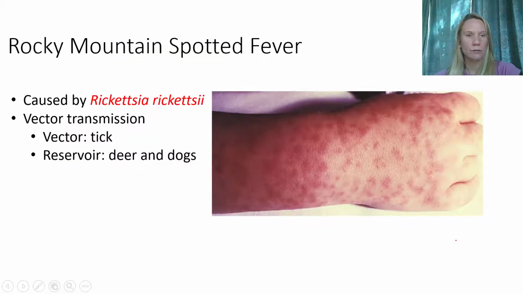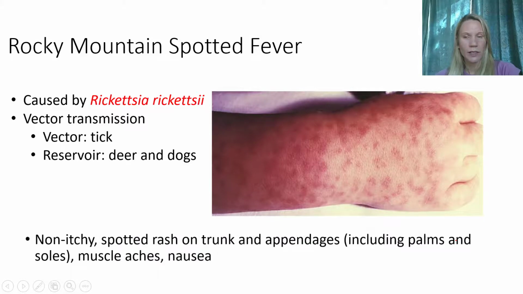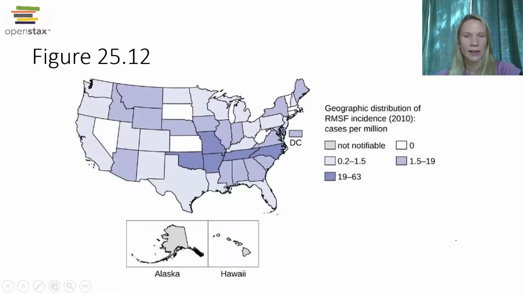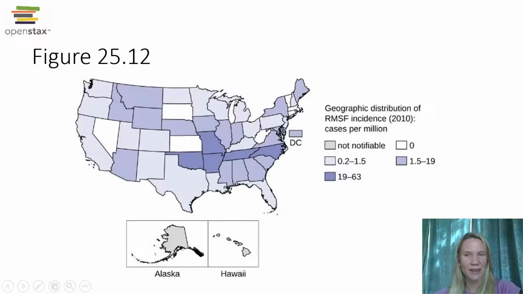There is another tick-borne disease that you should be aware of. It's called Rocky Mountain Spotted Fever, caused by an entirely different bacteria. It's called Rickettsia rickettsii, with deer and dog reservoirs. This one produces a non-itchy spotted rash on the trunk and appendages, including palms and soles, with muscle aches and nausea associated with that. This is what the rash looks like for Rocky Mountain Spotted Fever, which, by the way, was first identified in the Rocky Mountains.